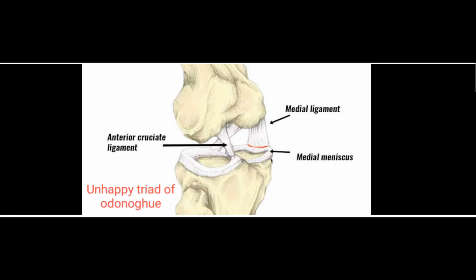Then this is an image of the unhappy triad of O'Donoghue. That is what it is. It is the injury to the anterior cruciate, to the medial ligament, that is the medial collateral ligament, and the medial meniscus. So the injury to these three structures collectively is known as the unhappy triad.